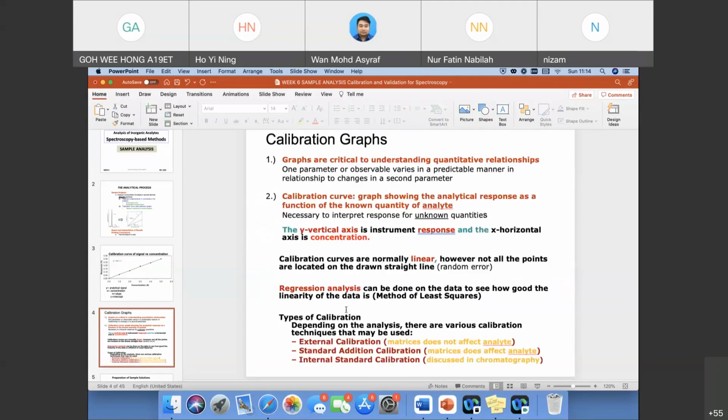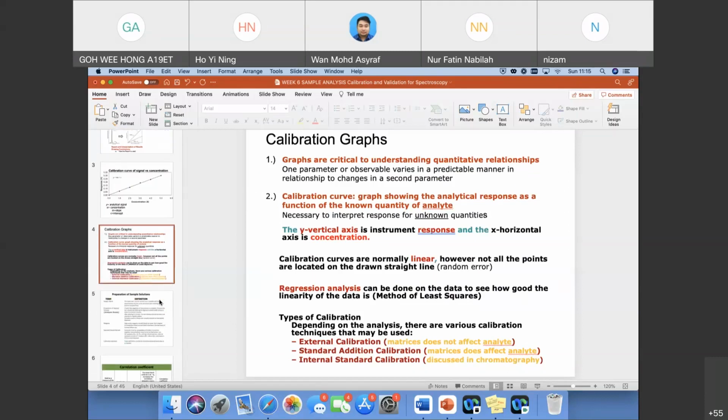All right, there are three types of calibration. There are external calibration, standard addition calibration, and internal standard calibration. For this chapter, you would just look into external calibration and standard addition calibration. Internal standard calibration will be explained further during your chromatography chapter later on.